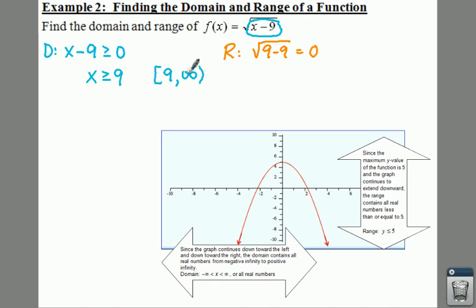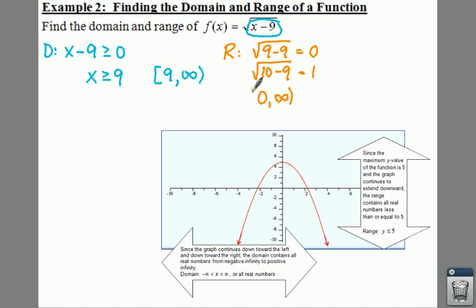Well, if you plug another number in from your domain, so let's say we plug in a 10, 10 minus 9 equals 1. Well, as your domain values get bigger, what happens with your range values? They get bigger. That's correct. They do get larger. So where you start would be at 0, and your values would keep getting bigger and bigger and bigger all the way up to positive infinity.